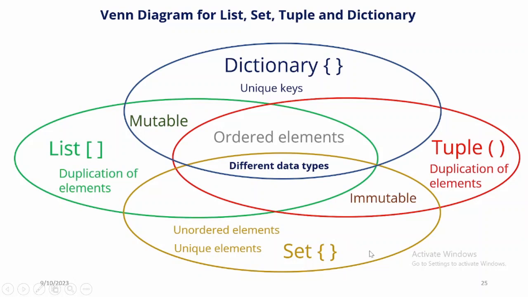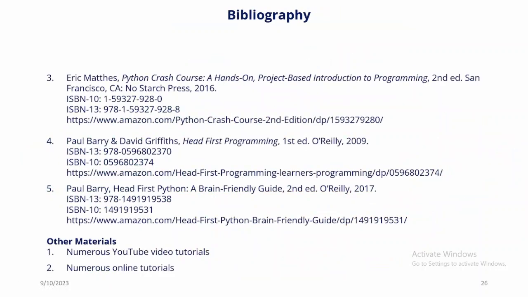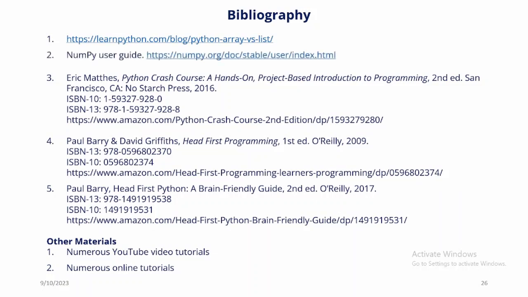I hope this helps. So we have come to the end of the class today, and the bibliography remains basically the book of Eric Mathis together with the other ones that are listed. We also have a link that will make you learn more about Python arrays if you want to, and the NumPy Users Guide where you can learn more about NumPy if you are interested in that.